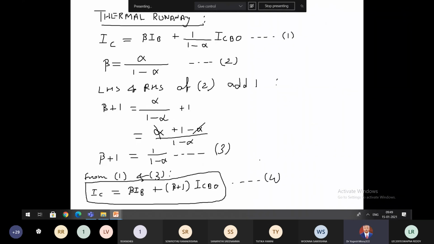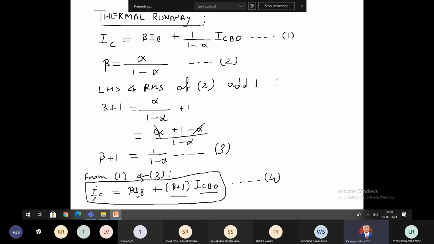Now if minority carriers are more, then you see the expression number 4, ICBO. What is this? This is the leakage current. This current is due to the minority carriers. So this current will increase when the temperature increases for any transistor. If leakage current increases, then what is the effect on IC? IC is beta plus 1 times ICBO. You keep IB constant, beta is constant, but ICBO is increased. So IC will increase by beta plus 1 times ICBO. So now the value of IC is increased.